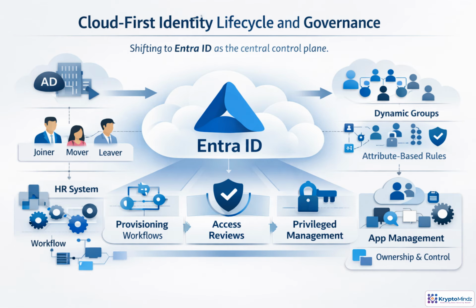As Active Directory becomes less central, the operating model should move with it. Entra ID becomes the control plane for identity lifecycle decisions: who gets created, what changes when they move roles, and what is removed when they leave. HR-driven provisioning and workflows reduce manual steps. Dynamic groups and attribute rules keep access aligned to current user attributes. Governance controls such as access reviews, entitlement management, and privileged identity management add recurring validation and just-in-time administration. The goal is clear ownership, automated decisions, and fewer standing permissions across users, groups, applications, and roles.